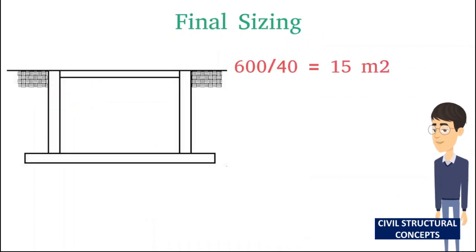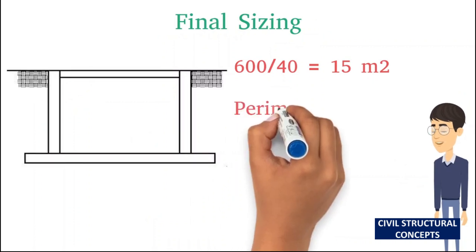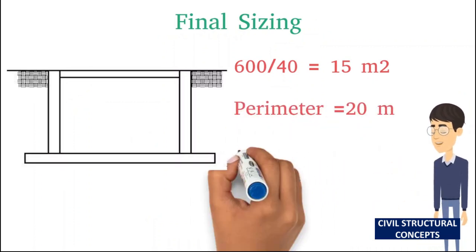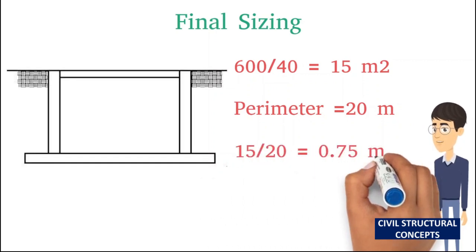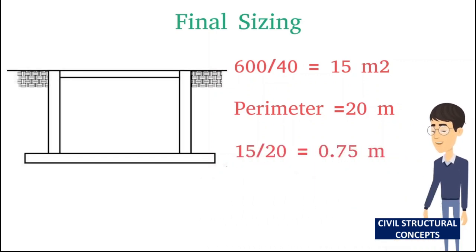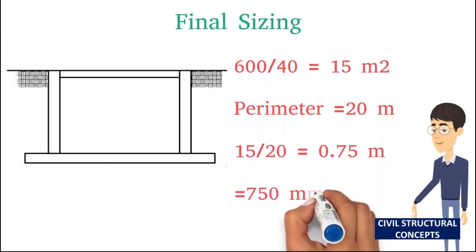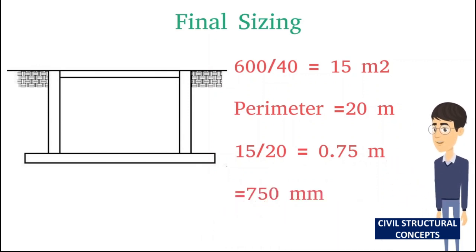To find the actual width of this outrigger lip, we divide the area by the tank's perimeter. Our 5 by 5 meter tank has a perimeter of 20 meters. 15 square meters divided by 20 meters gives us 0.75 meters. Therefore, we must extend the base slab outward by 750 millimeters on all four sides.